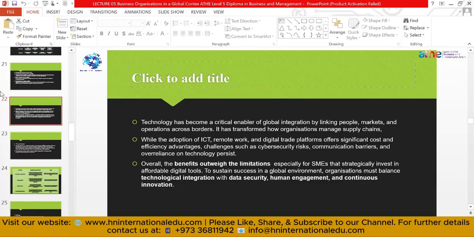While the adoption of ICT, remote work, and digital trade platforms offers significant cost and efficiency advantages, there are problems as well, like cybersecurity risk, communication barriers, and over-reliance on the tech process. So the good points are always more, but there are bad points as well. If technology has always been a good thing for everyone, it also has the adverse part. Like, we are so happy that we have phones, we can use YouTube, we can use Netflix, whatever we want to. But the workforce at the moment, what they're doing, they're giving the phones, the access to Netflix, to YouTube, to the young children.